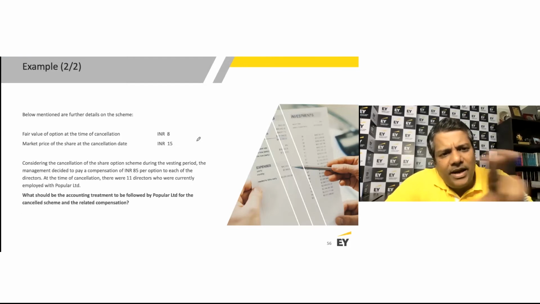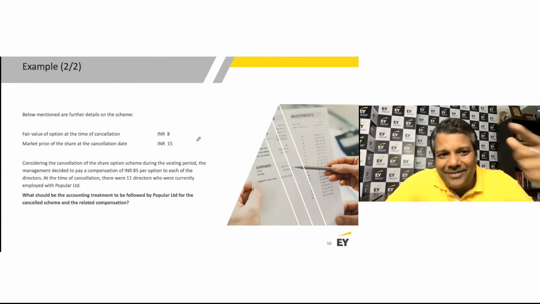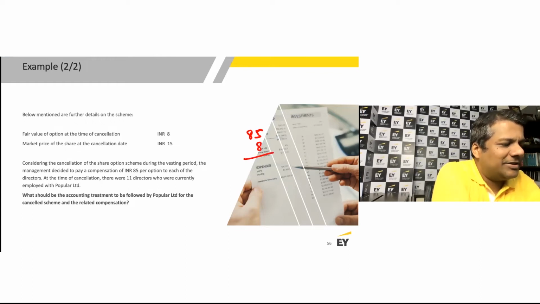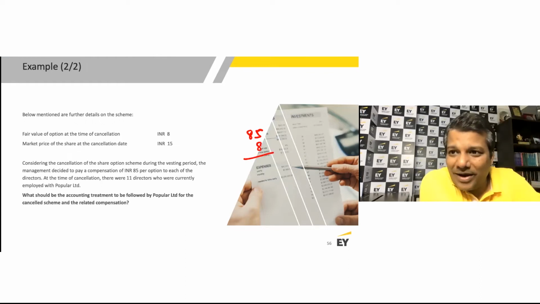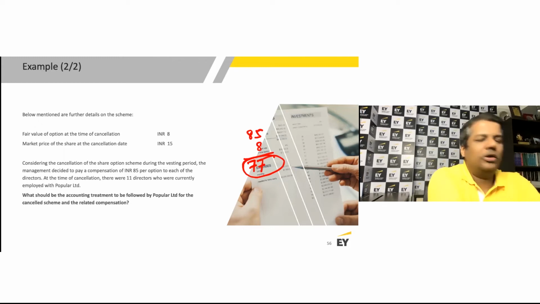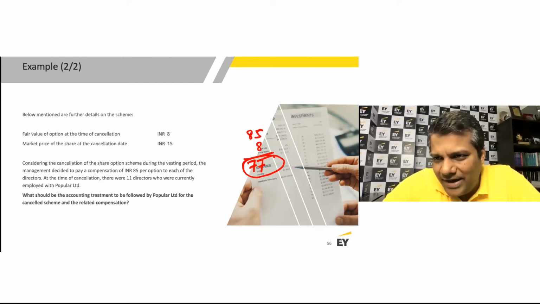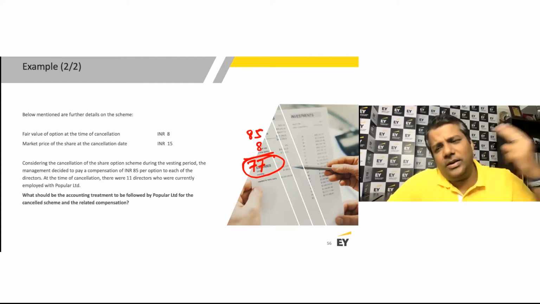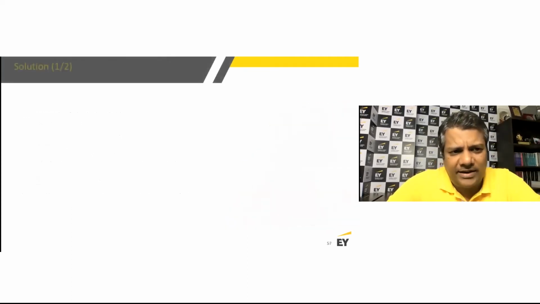And then I paid them 85 rupees and the fair value of the option was 8 rupees. So 85 minus 8 is how much? 77 is also required to be recorded as an incremental compensation cost over and above the 120, which anyway I need to record. Let's go through the solution.